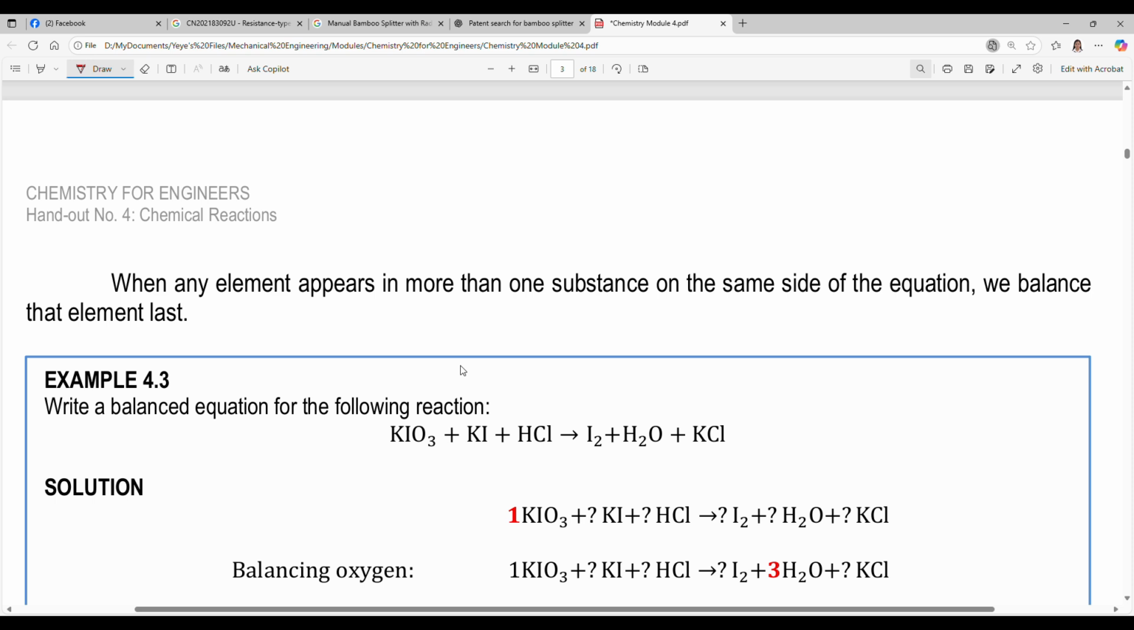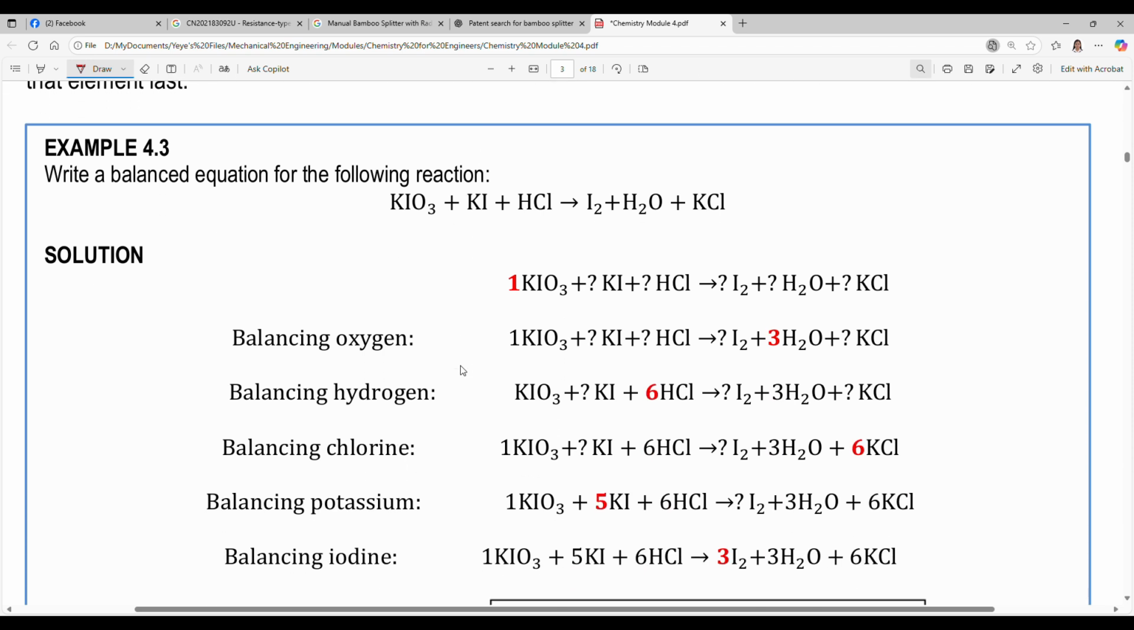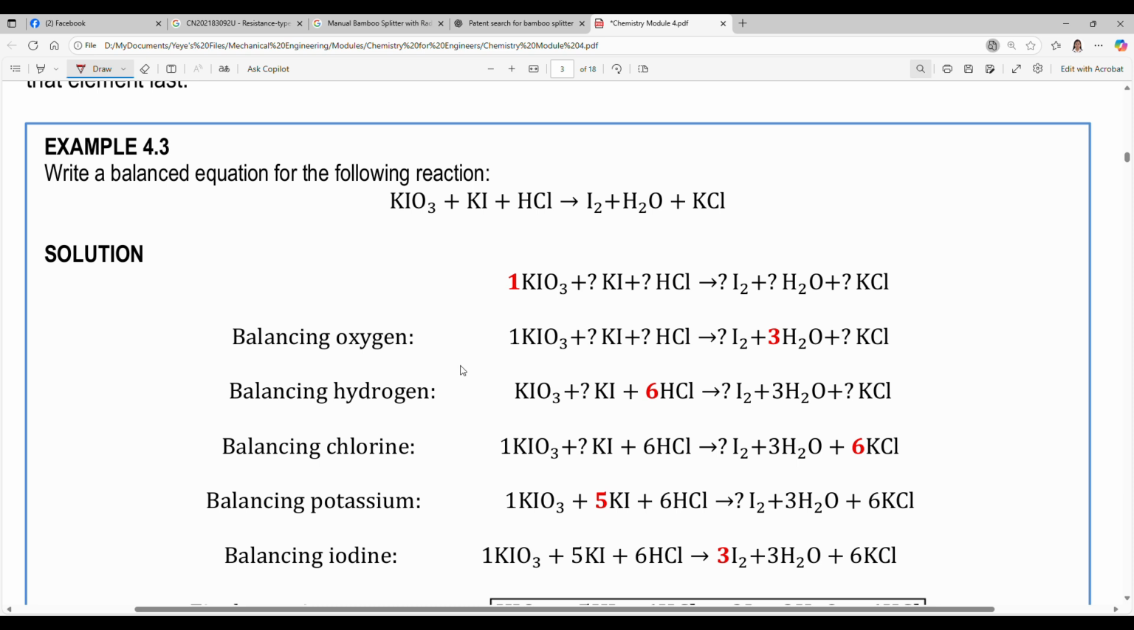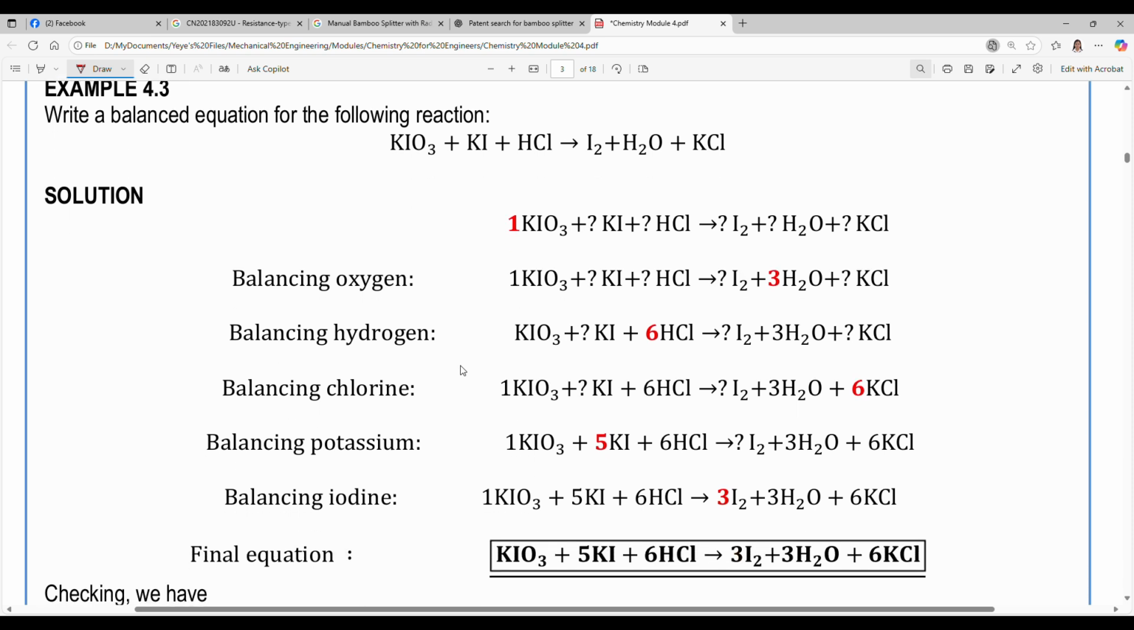Then, when any element appears in more than one substance on the same side of the equation, we balance that element last. Again, that is just a suggestion on how to easily balance a chemical equation. Okay, so let's have example 4.3. Write a balanced equation for the following reaction. Potassium iodate plus potassium iodide plus hydrochloric acid will yield iodine, water, and potassium chloride, no? So again, as we did earlier, start with the most complex one. In this case, the potassium iodate, no? So you write here 1.